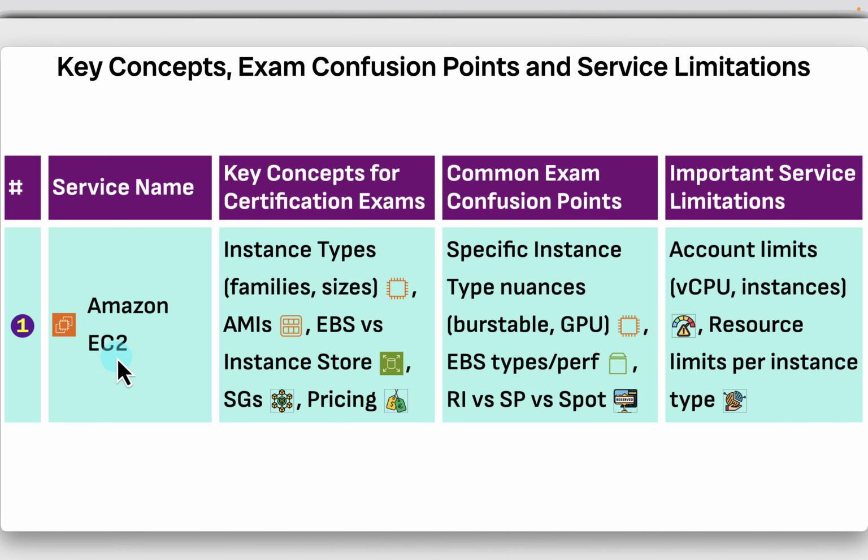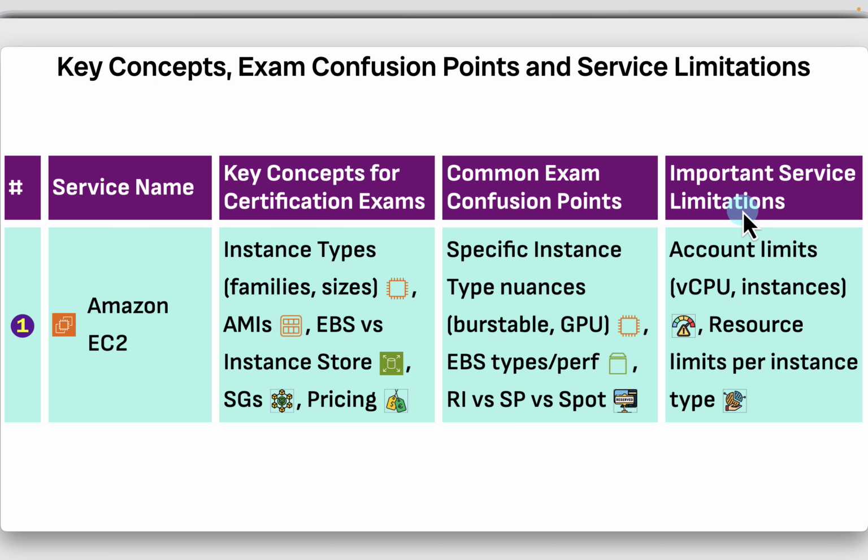So first one, Amazon EC2. Key concepts are: we have instance types, families, and sizes. We have AMIs, which provide the images. EBS, Elastic Block Store, provides the storage, versus instance store, which runs and terminates when the EC2 is stopped. EBS is long-term, persistent, stateful. Then we have security groups and pricing. Common exam confusion points are specific instance type nuances that we have to know, whether it's burstable or GPU based, EBS types and performance, and Reserved Instances versus Savings Plans versus Spot.